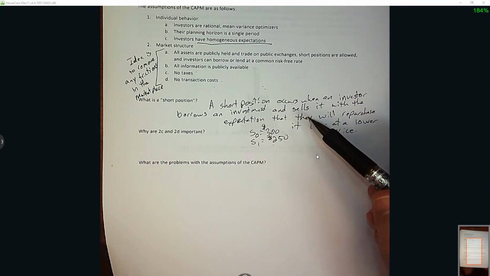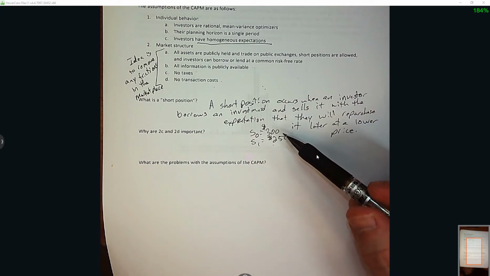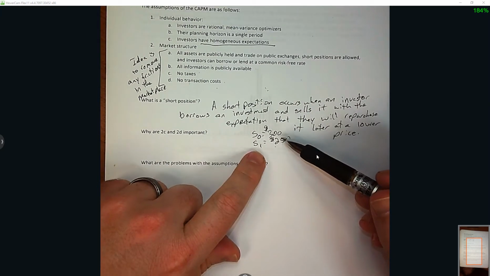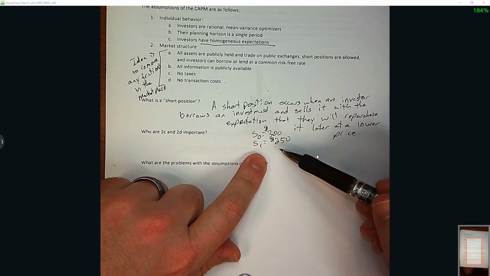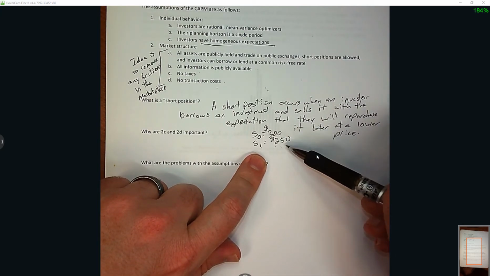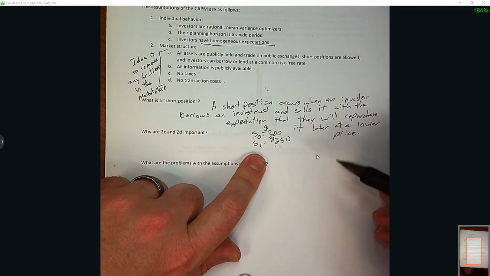So this is a risky position often to take, because in general stock prices tend to increase over time, not decrease, and so I have to have a good idea that the stock price is going to fall in order to want to engage in this transaction.